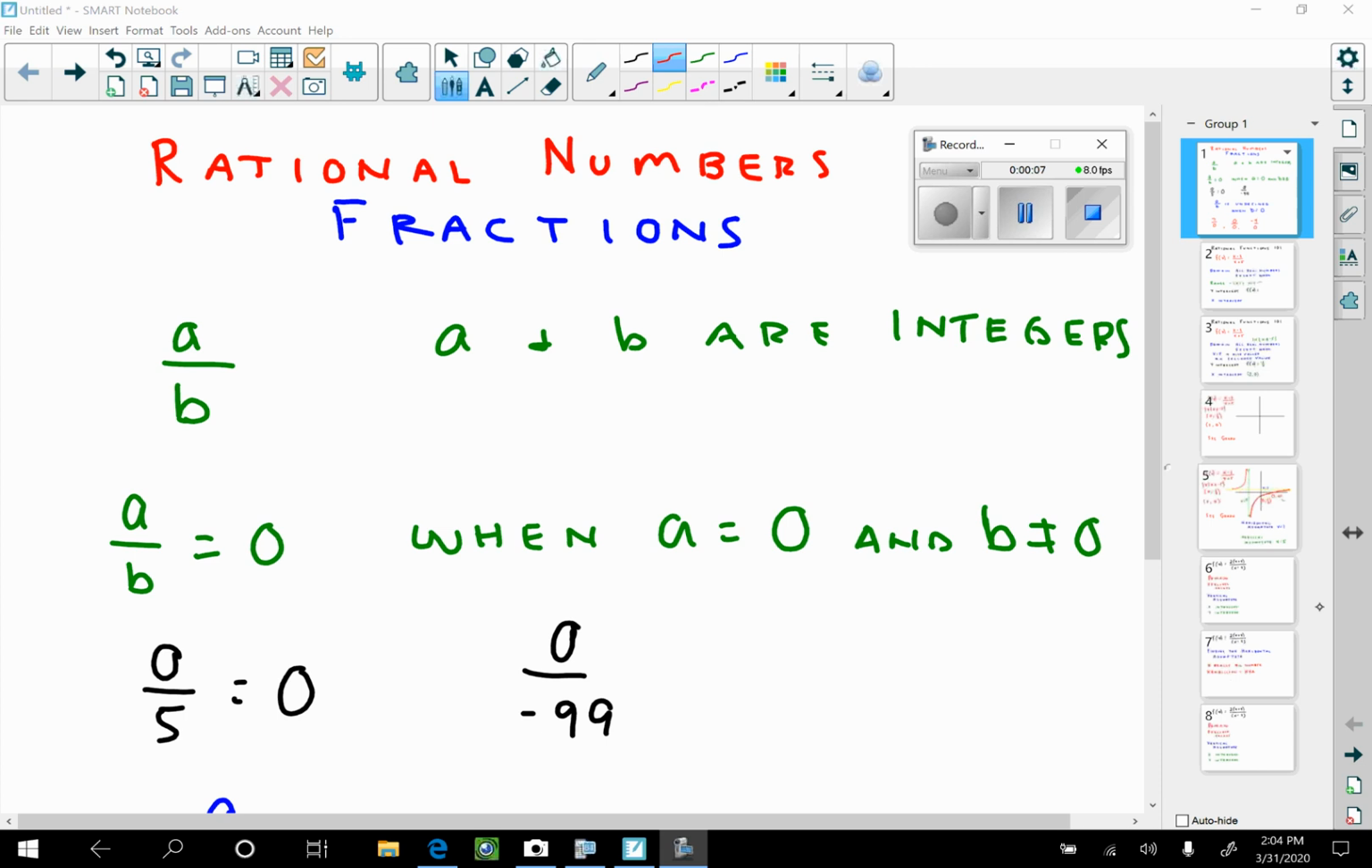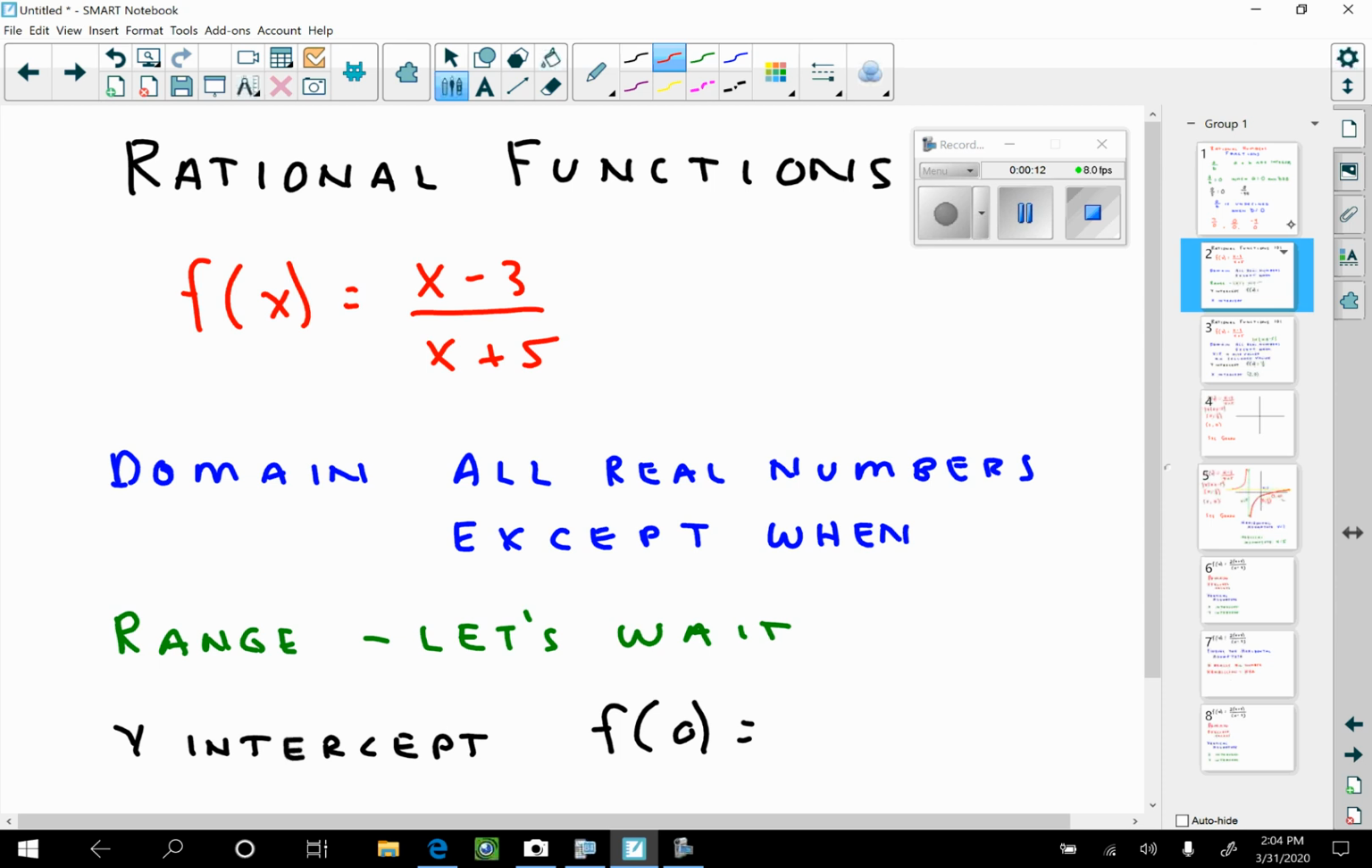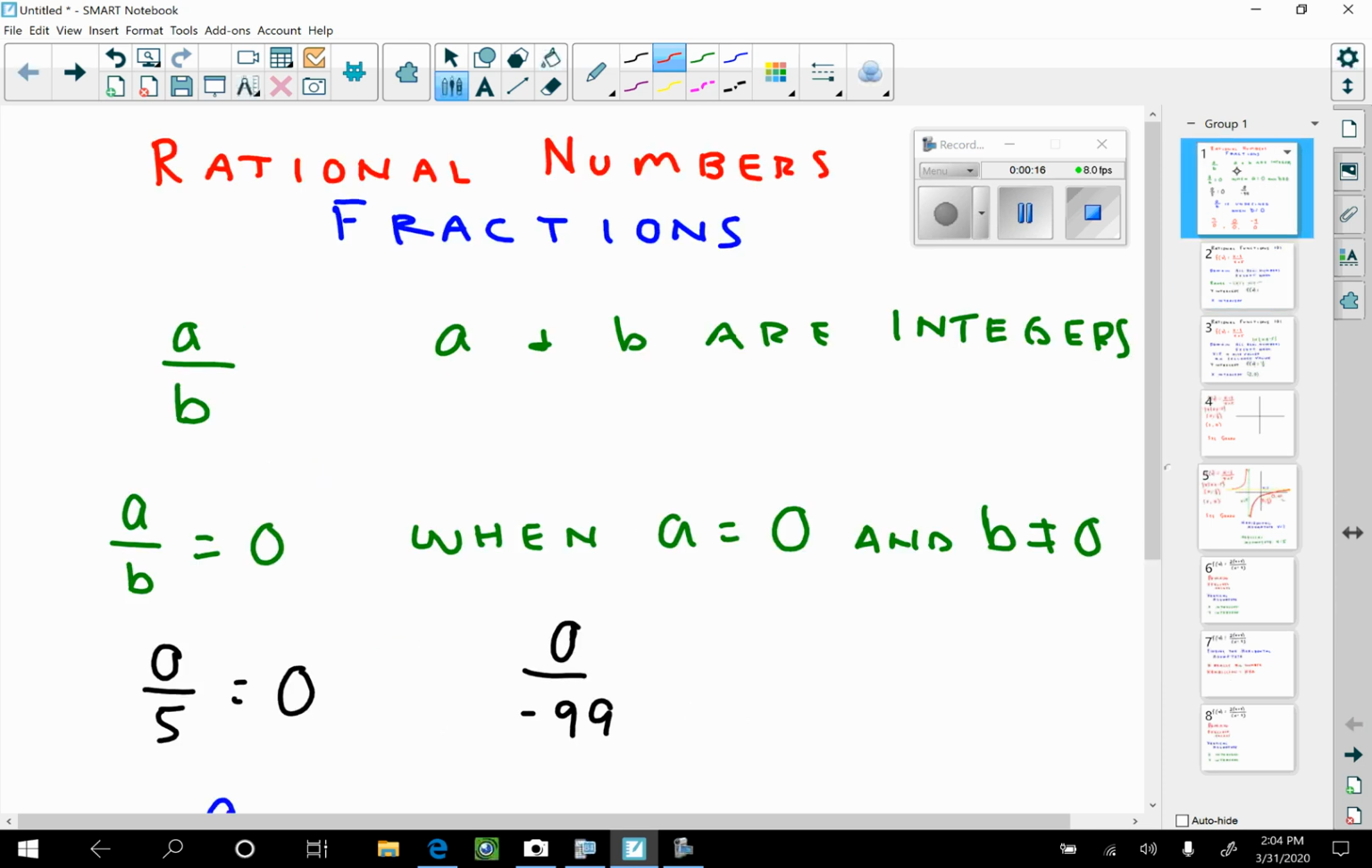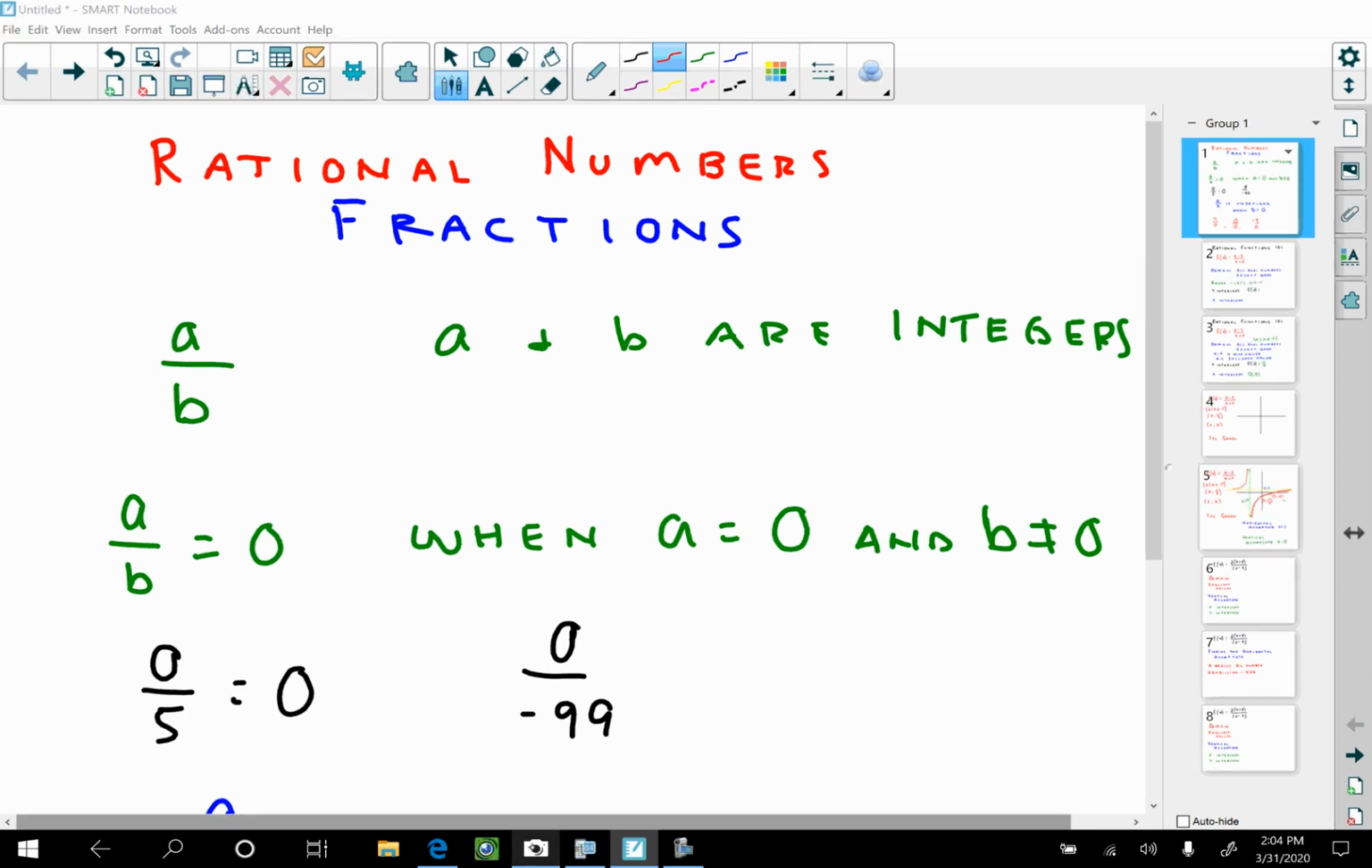This is kind of a tough topic. We're going to be talking about rational functions today, but before we start talking about rational functions, I want to just have a quick review on fractions. And before I start talking about fractions, I'd just like to give a snapshot.